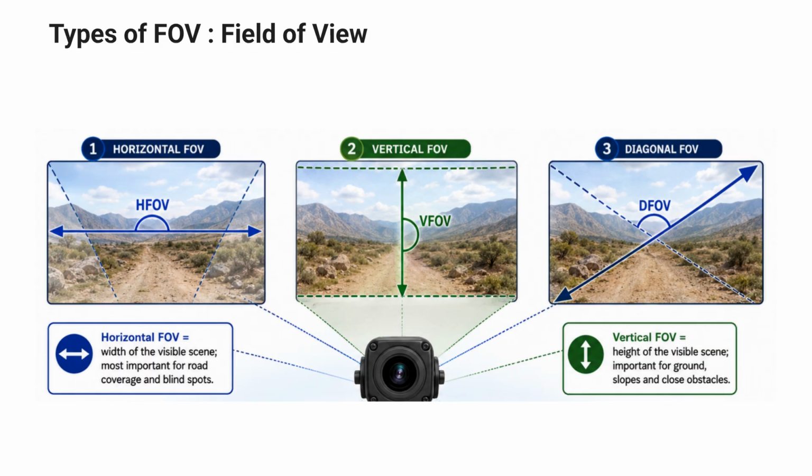Vertical FOV shows how much is visible from top to bottom, helping the UGV detect the ground, slopes, and nearby obstacles. Diagonal FOV measures the view from one corner of the image to the opposite corner and is commonly used in camera datasheets. For unmanned ground vehicle integration, horizontal and vertical FOV are usually more useful because they directly relate to practical coverage and vehicle visibility.